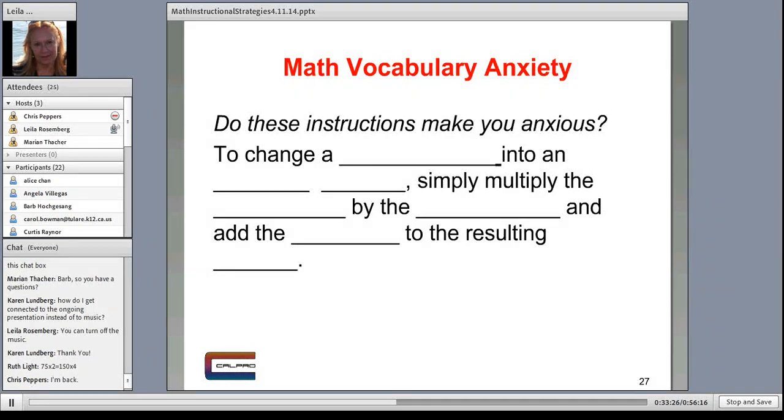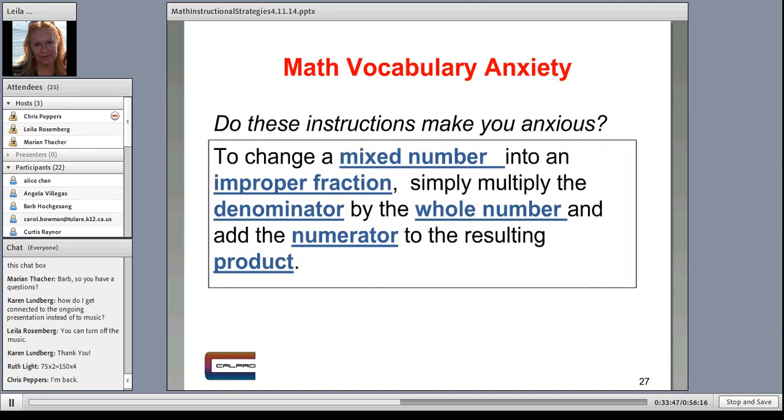Do these instructions make you anxious? If I ask you to do this now for a grade, could you? This is often how our students feel when they do not understand math vocabulary. It is our job to help them to fill in the gaps in their knowledge. If I click, the missing words appear. Now, do you understand the directions? Did knowing the words reduce your anxiety?